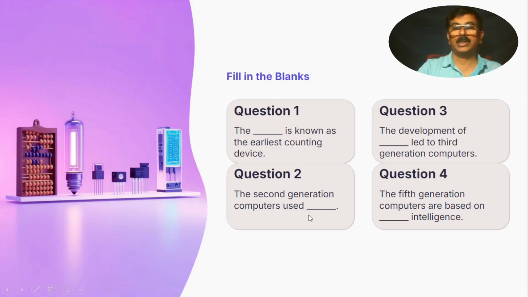Question 2. The second generation computer used dash. The second generation computer used transistors. Since in 1947-48, the transistor was invented. So second generation computer used transistor. The development of dash led to third generation computer. Development of ICs led to the third generation computer. Question: the fifth generation computers are based on dash intelligence, artificial intelligence.